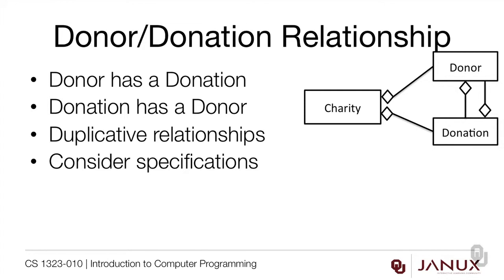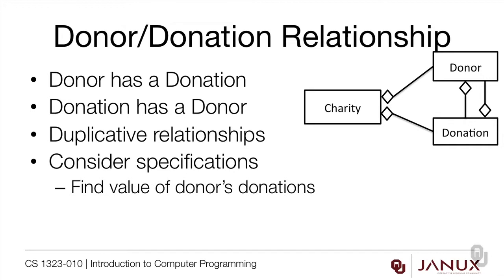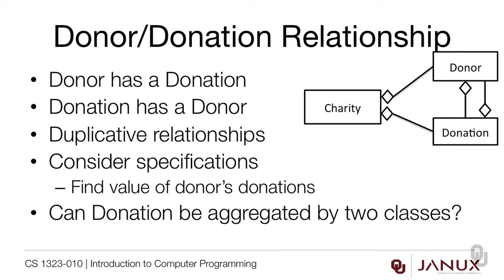So let's think about which way this should really be. Let's think about what our original specifications were. We were asked things like finding the value of the donor's donation. So that means that the donor object needs to be able to access its donations directly. That suggests that the donor aggregating the donations is more important than the donations aggregating the donor. Now again, this is complicated stuff and there isn't necessarily one right answer, but to me that seems like the better relationship to keep.